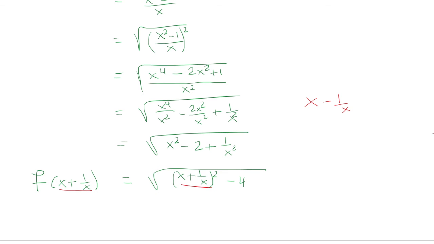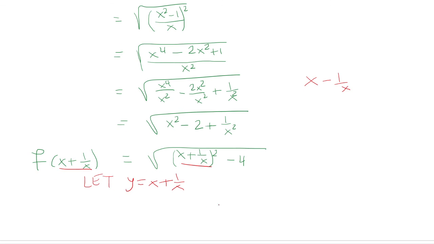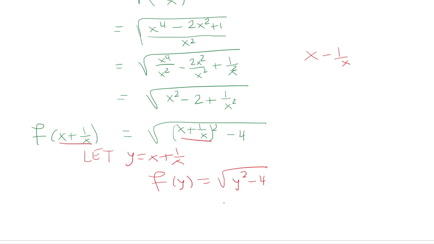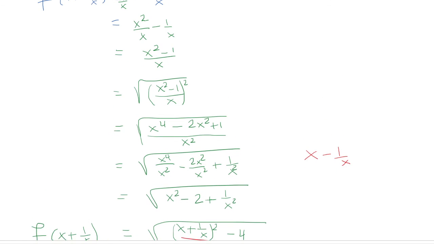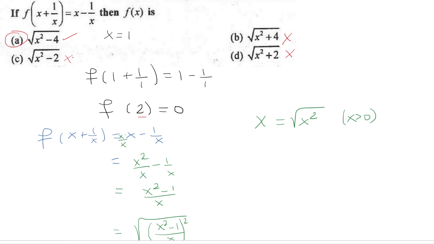Because now I can make a substitution. I can let y equal x plus 1 over x. And so that's just going to be f of y equals the square root of y squared minus 4. And here you can say, if x is y, then you get the same thing. So the actual function itself is the square root of x squared minus 4. And if I go back up to the answer choices, you see we did say the square root of x squared minus 4 was the answer.